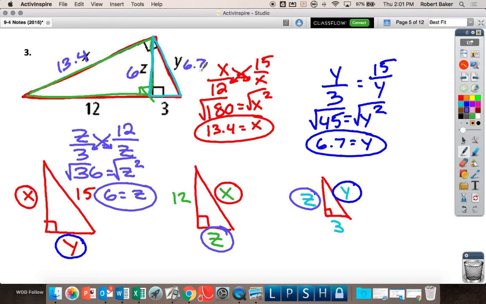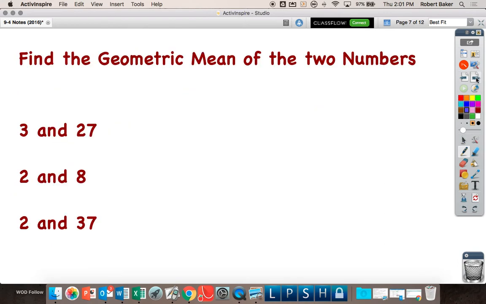Alright, so I have one more thing that's not in your notes, but it is on your test twice. Last thing. This thing called a geometric mean. You know what an average is? How do you find the average between 80 and 100? You add everything and divide by the number of things you added.